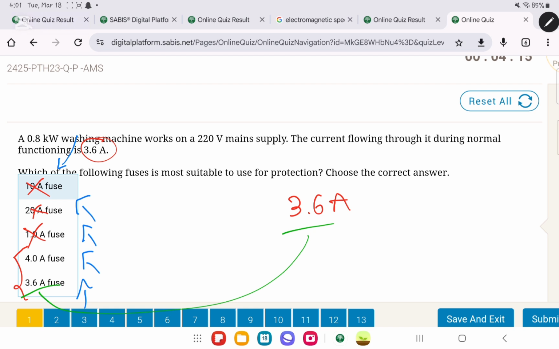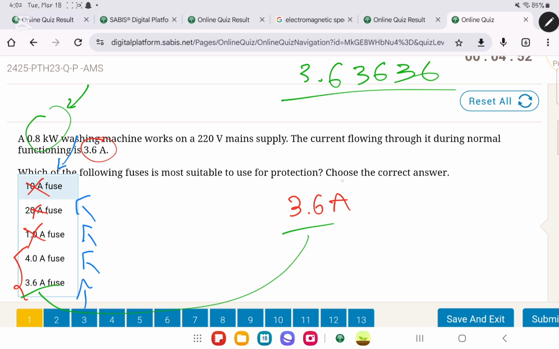3.6 ampere is the same as this one over here, but what is happening is that, okay, if a current slightly greater than 3.6 crosses the fuse, it will not do damage to this machine. Because in reality, its current is not actually 3.6. If you calculate its current, it's going to be the kilowatts, so it's going to be 0.8 times 10 to the power of 3 over 220 volts. You're going to get it to be 3.63636. So it's a never-ending decimal.